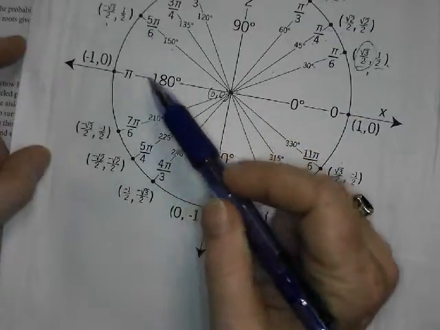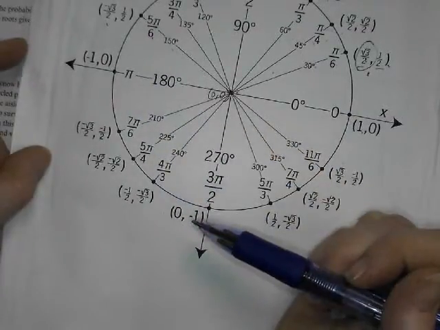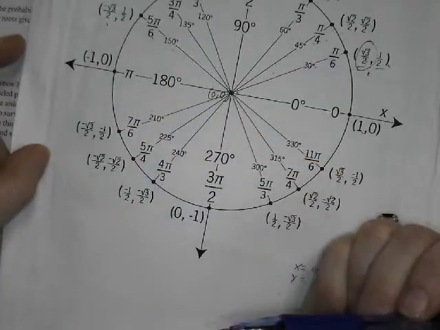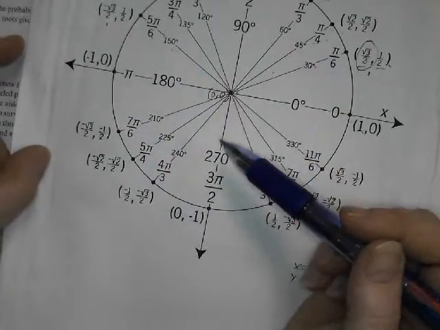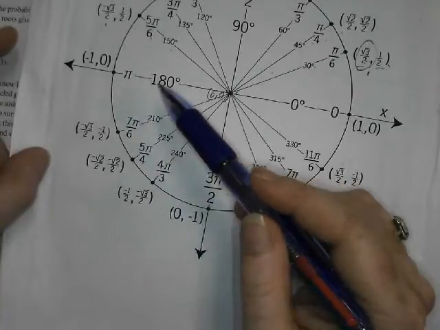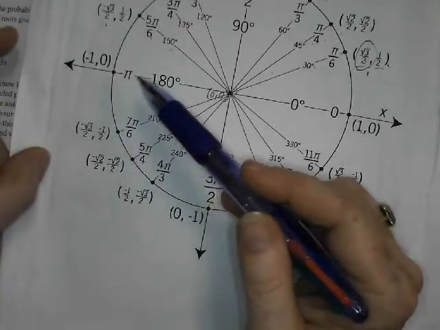Halfway around the unit circle is 180 degrees, right? So halfway around the unit circle is also pi, isn't it? And we're supposed to know 360 and 2 pi. 360 would actually be 2 pi. If halfway is pi, that would be 2 pi. So let's use the 180 and the pi, because I like that better.